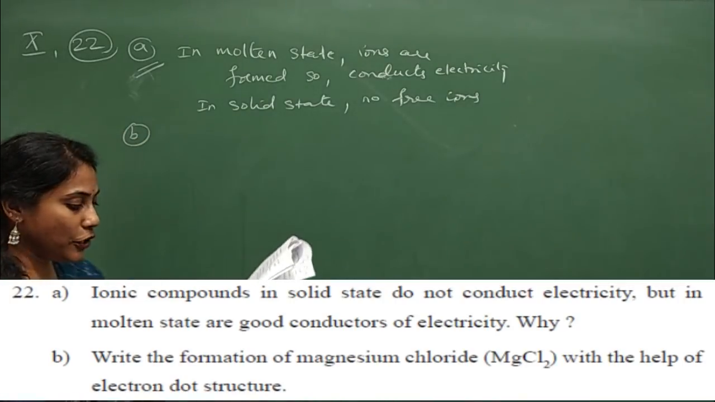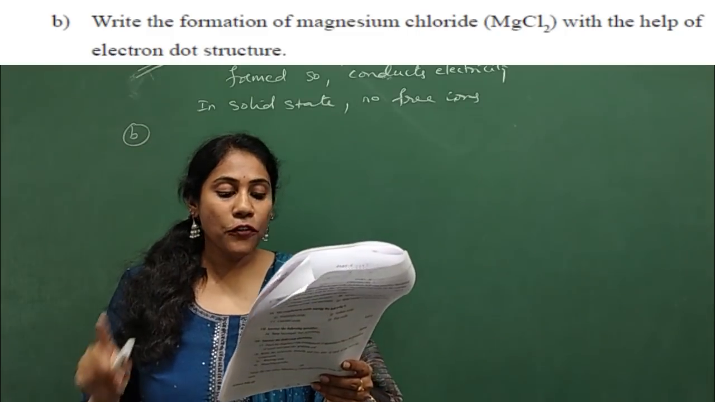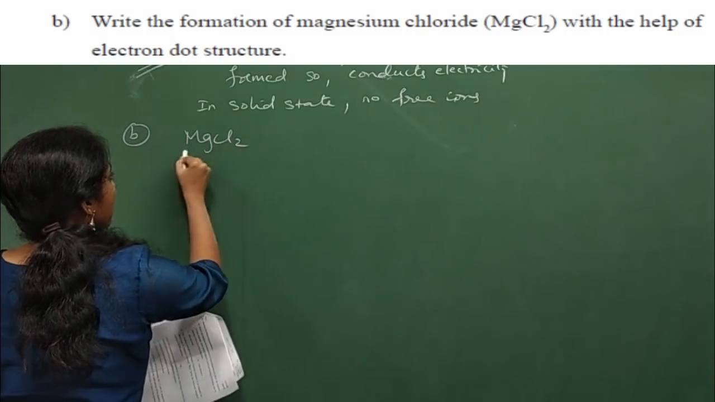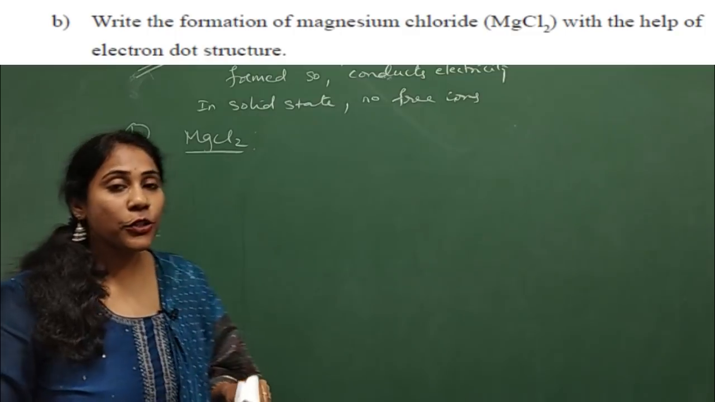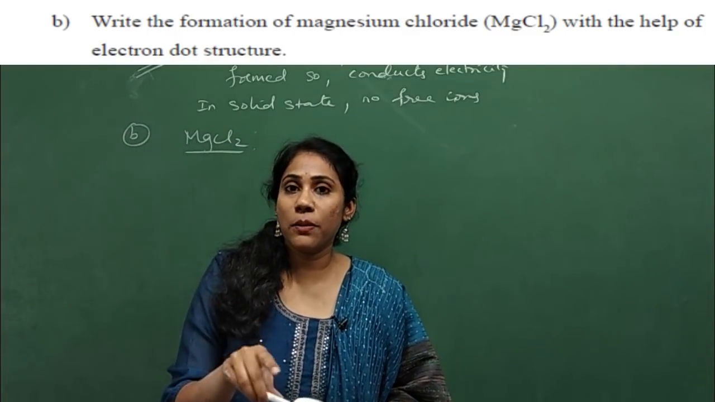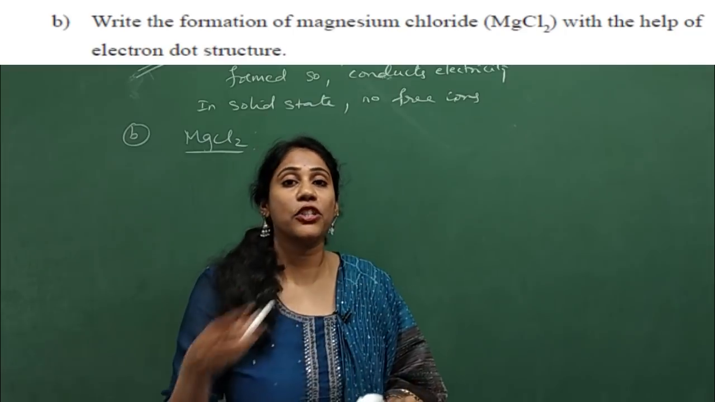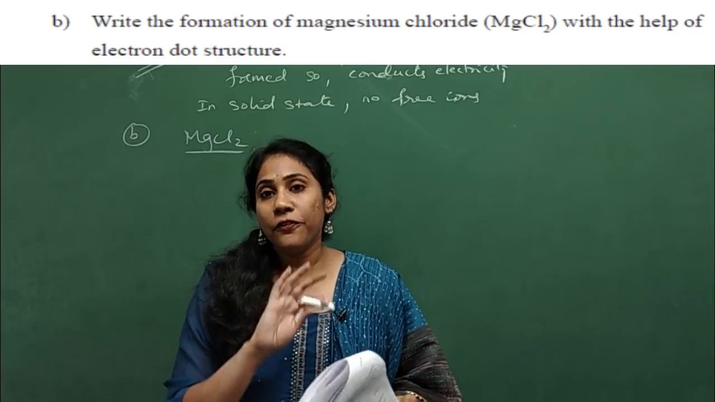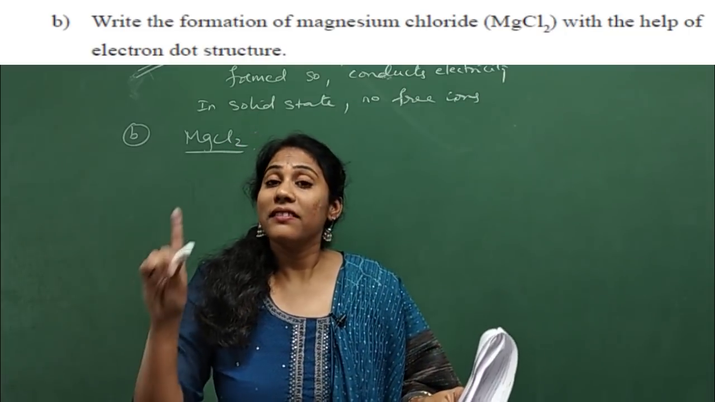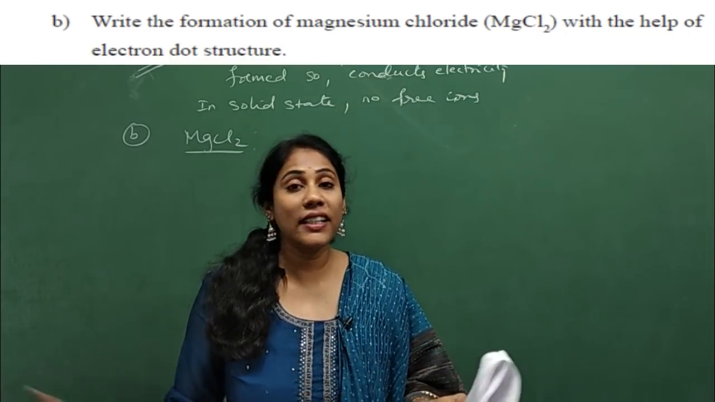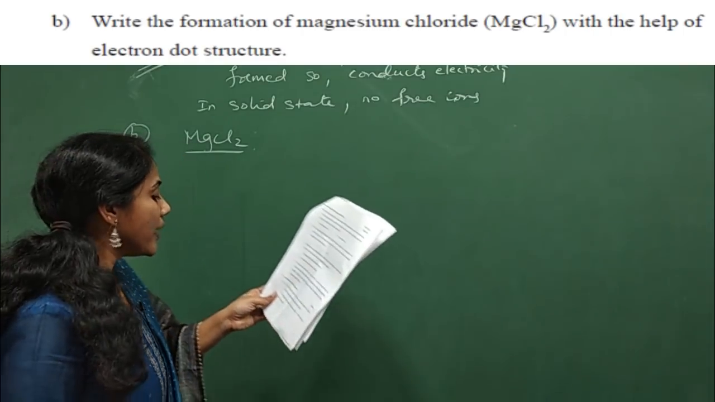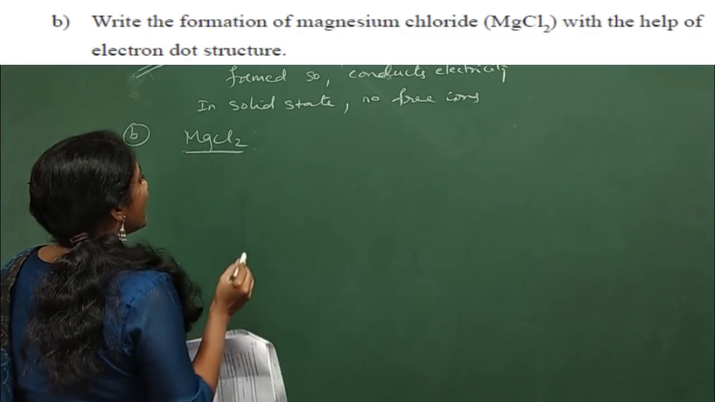And coming to B question. So they are asking you to show the formation of magnesium chloride. From this chapter, they may ask you the formation of NaCl, formation of sodium oxide, calcium oxide, magnesium oxide and magnesium chloride. So definitely this formation of ionic compounds concept you have to study, guys. You shouldn't leave it because it can be a compulsory question for 3 marks. Okay, so how do you show the formation of MgCl2?